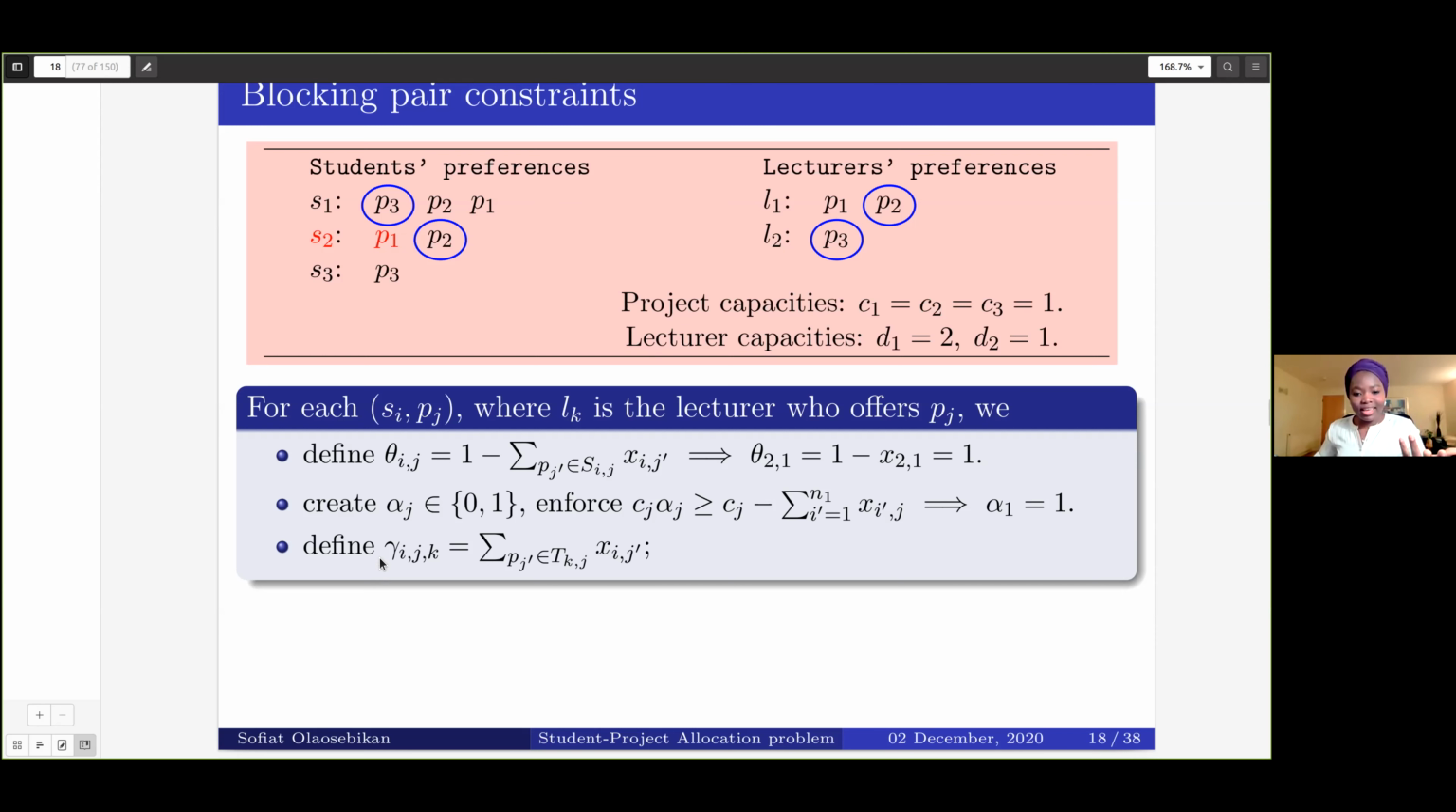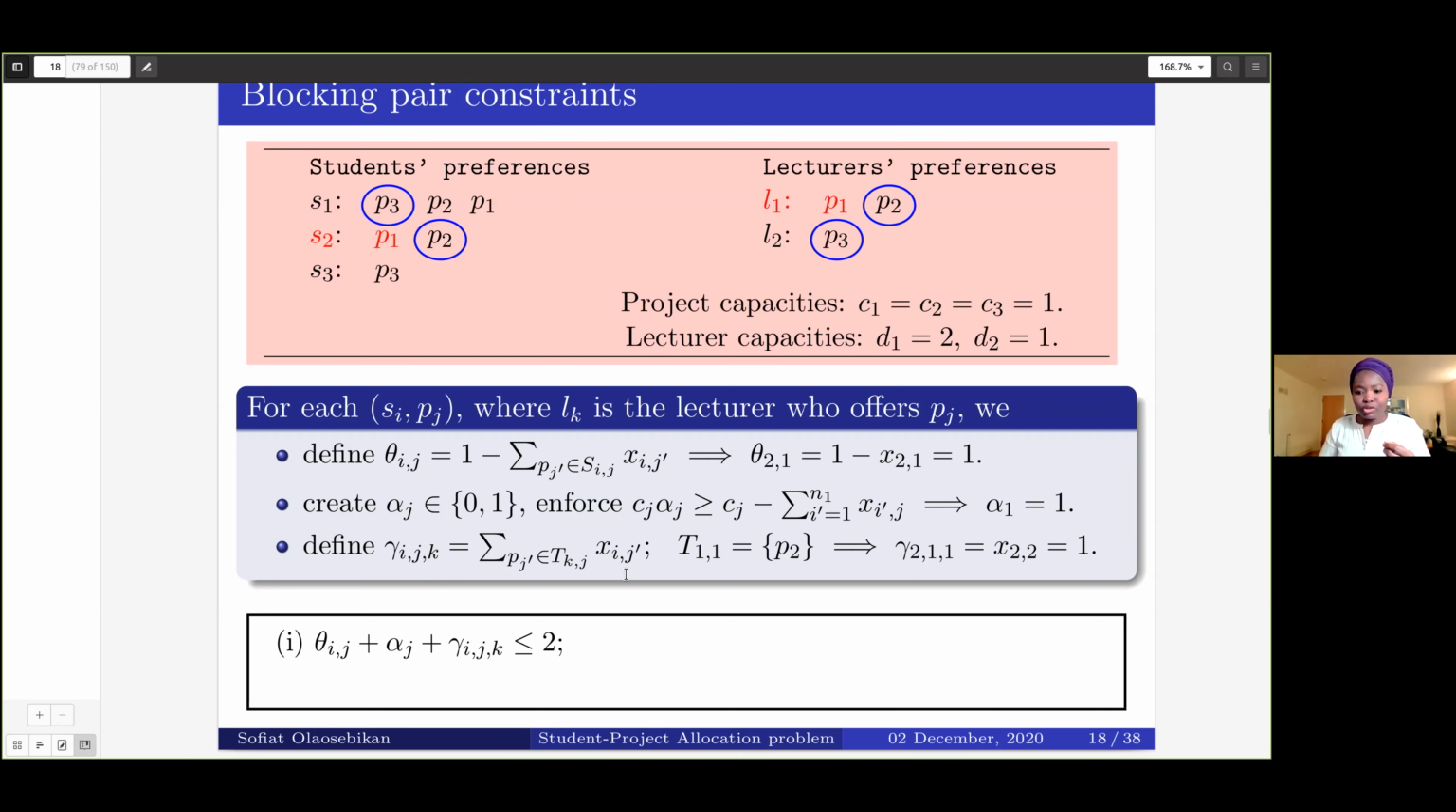So what this gamma_ijk encodes is to check if S2 is currently assigned to something L1 is offering. And in this case, it's going to be 1. So we add up all those 3 variables, and we make sure that they are less than or equal to 2. Because if they sum up to 3, then we have a blocking pair. So the constraint is to make sure they don't sum up to 3. And then the remaining blocking pair constraints here are for the remaining definitions we have. So that's the blocking pair constraints all done.